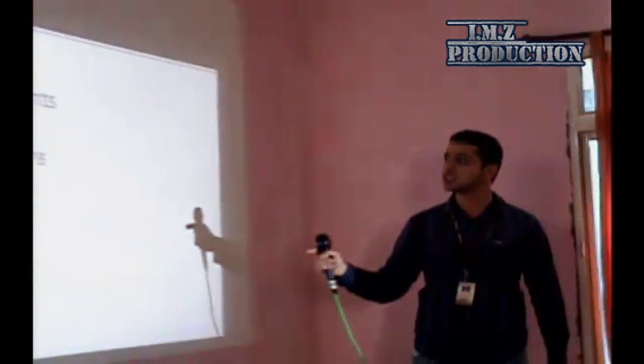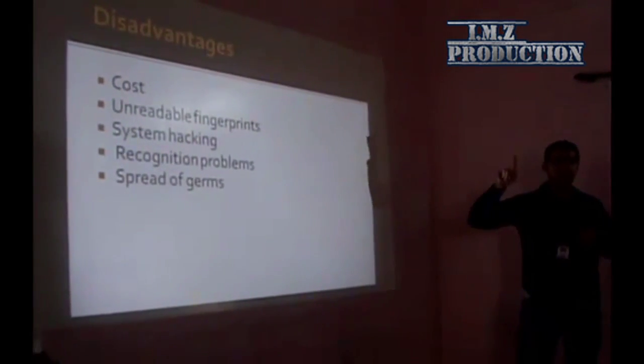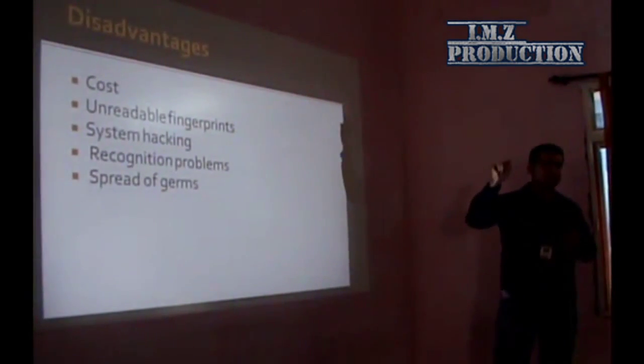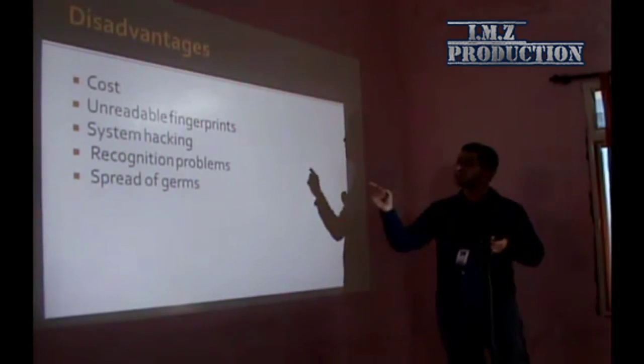Coming to the disadvantages, as I said, everything has advantages as well as disadvantages. The first disadvantage is cost. To make these machines, it needs a lot of money. Next, unreadable fingerprints. Consider if this is our fingerprint. If we get a damage, the machine cannot read our fingerprints. That is the main problem.